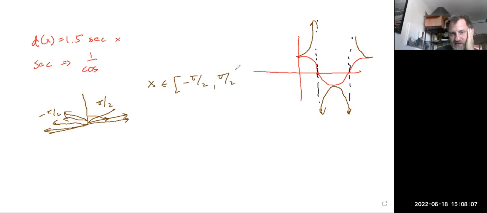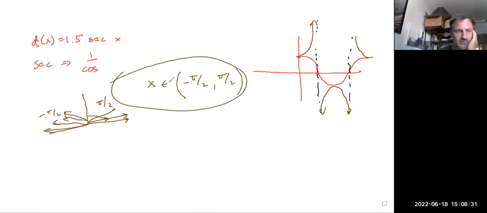And in fact, it should not be inclusive. I need to change these signs because I can't plug the value of minus pi halves or pi halves into secant. When I put pi halves into cosine, I get 0, and so secant would be 1 over 0, which is undefined and doesn't make sense. So this is my domain. This is the answer to the first question. All right, let's take a look at the next part.